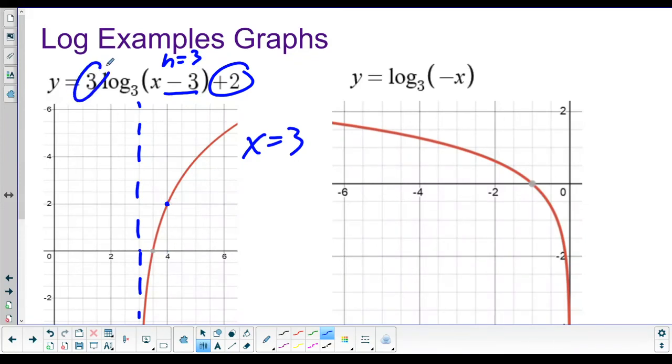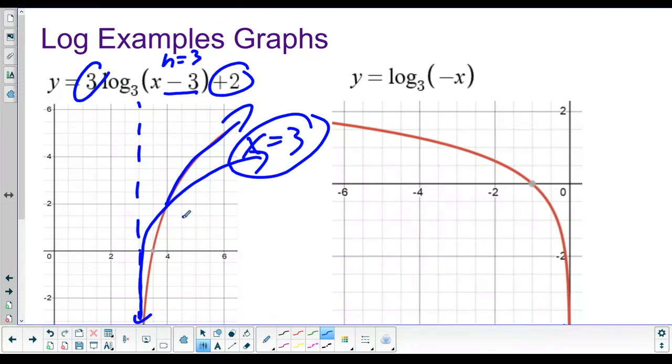And then this 3 has just curved our graph. It stretched it out. If we didn't have this 3 here, our graph would probably look more like that. It'd be a little flatter, but you don't need to worry about that. As long as we can find this asymptote and this point, we're probably good.